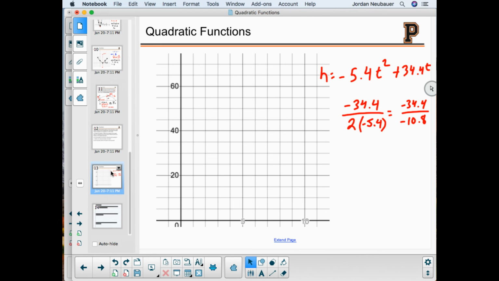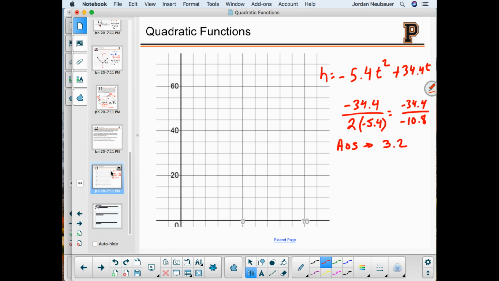I'm going to just ask Siri, hey Siri, what's negative 34.4 divided by negative 10.8? Negative 34.4 divided by negative 10.8 is about 3.1851. All right, so about 3.18. Let's round this to 3.2. So our AOS is going to be 3.2.